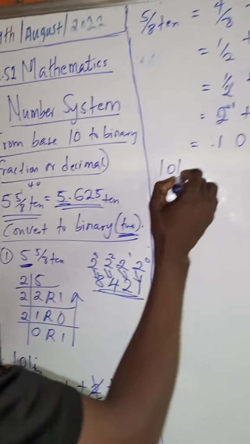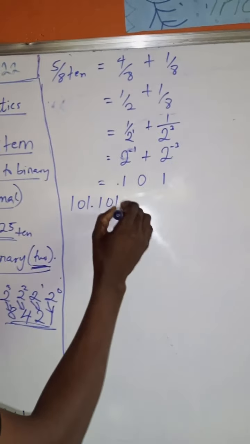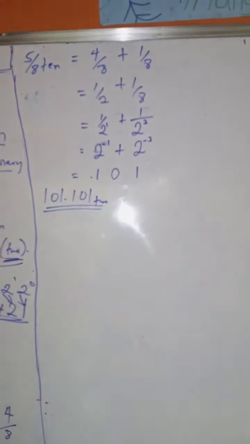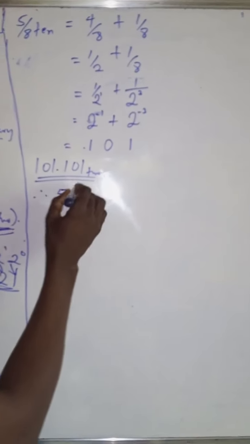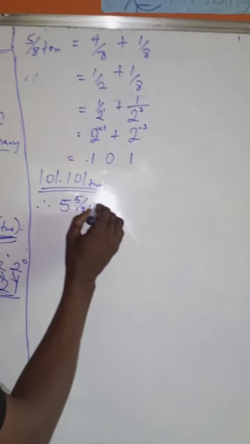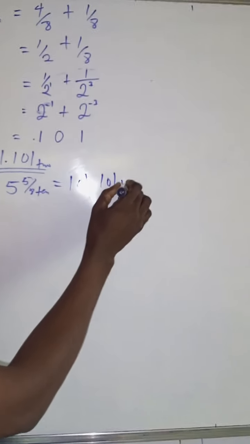So the first one that I got is what? 101. So it will not be point. This one, 101 is base 2. So therefore, 5 over 8 base 10 will be equal to 101 base 2.